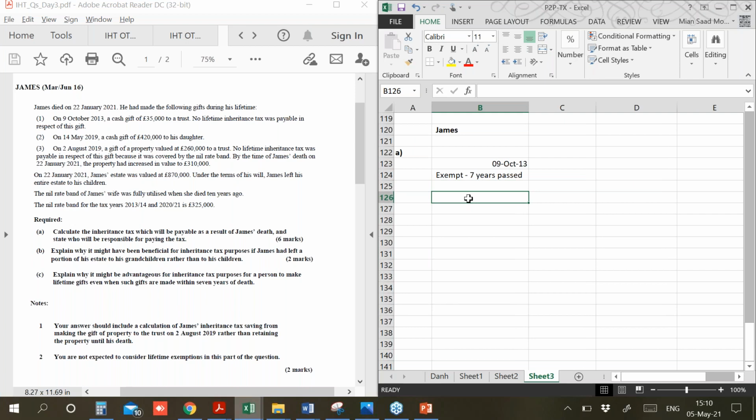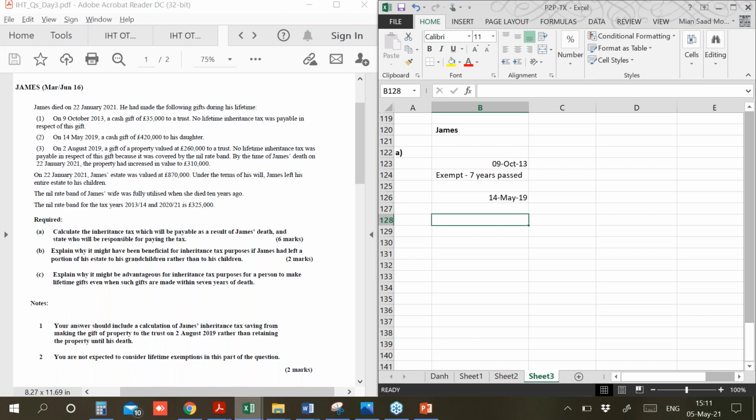Then the second one, 14th May 2019. This one is a cash gift of 420,000 to his daughter. As it is in 2019, you can clearly see that this cannot be exempt as this is within 7 years of the death. And if I check the taper relief, I guess the taper relief will also not be available. Why? Because 2019 till 2021 is less than 3 years, because the 3-year period would have been completed on May 2021, and he died before May 2021.